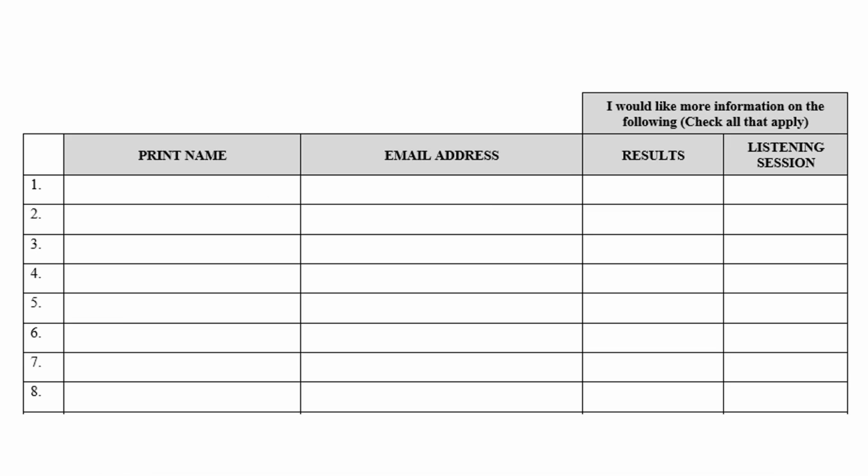You'll also have this form. After someone's completed the survey, you can ask if they want to sign up to receive information about the results of the survey or if they want to participate in a listening session. We can't do that in the tablet because it would interfere with confidentiality of the responses, so we do it on a separate sheet of paper. You can ask them to print their name, write their email address, and then check if they want to receive the results or participate in a listening session. If they don't, that's okay too. If they do sign up, make sure that the information they write is legible, otherwise we won't be able to reach them.